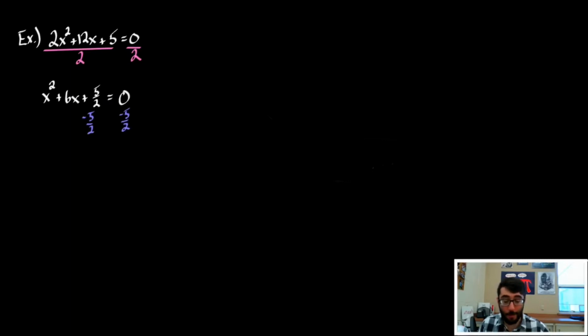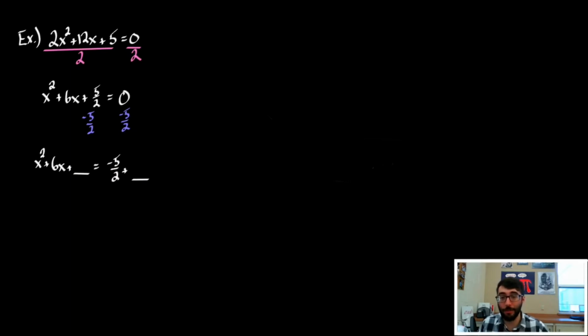And once we do that, we might end up getting fractions here and there, but don't worry, fractions are just numbers too. We can treat them as such. So we end up with x squared plus 6x plus 5 halves is equal to 0. Now from there, what we want to do is move the constant over to the other side. So we're going to subtract 5 halves from each side. And once we do that, we get x squared plus 6x is equal to negative 5 halves.